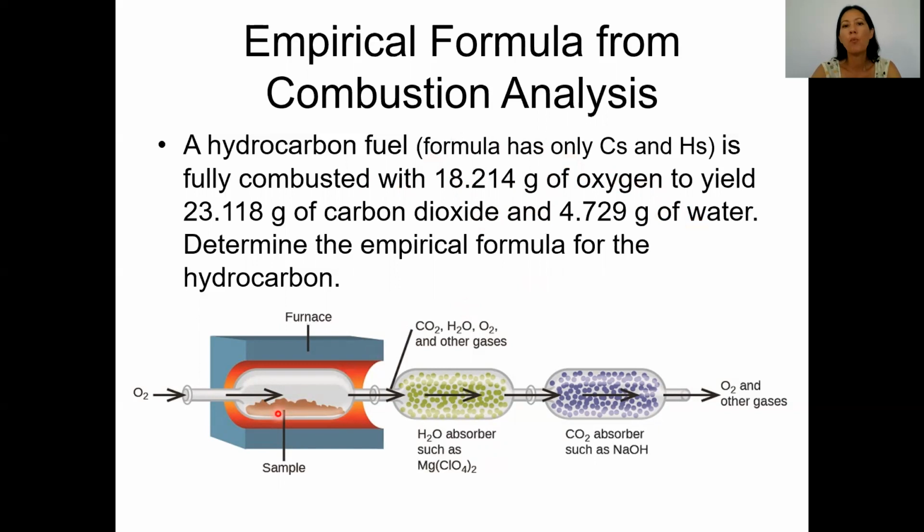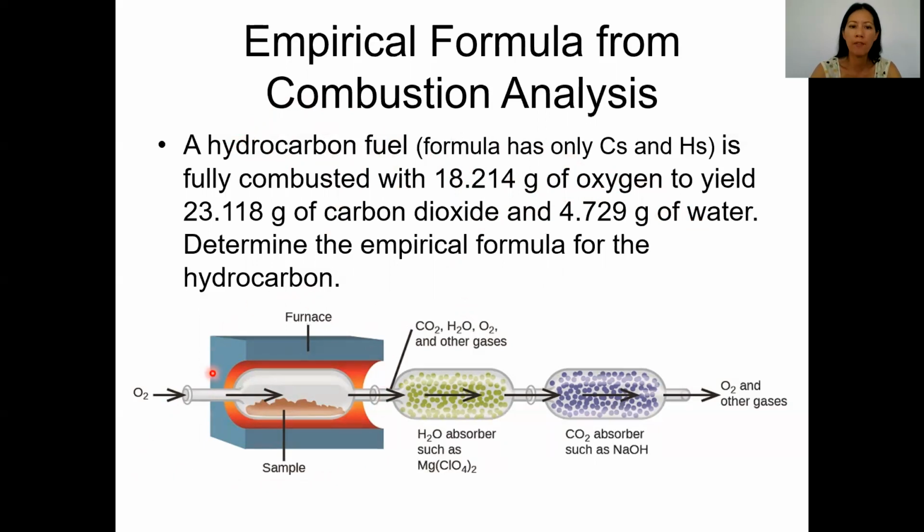So just to let you know, when we burn something in a combustion analysis, we're using excess oxygen. So even if the substance had oxygen in it, I cannot use the amount of oxygen used to give any information about the oxygen in the formula, just because we're using excess oxygen.